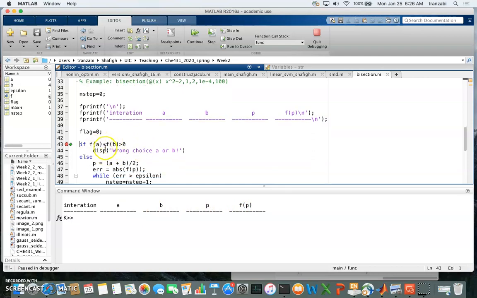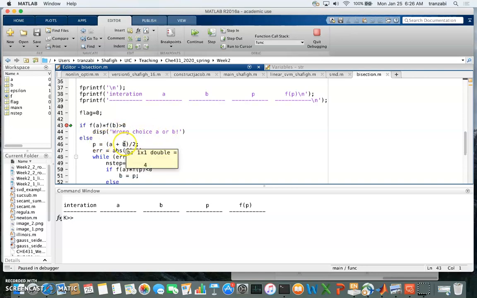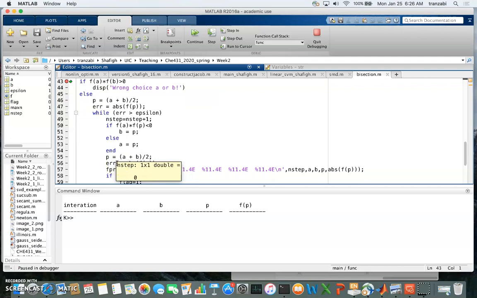Then every time I go over this cycle, I check if FA times FP is bigger than 0. Then we would say, hey, this is the wrong guess value, because FA times FP should be less than 0 to basically sandwich the root. If FA times FP is not less than 0, that means the root is not between A and B. So we're going to display this error or warning. Otherwise, we're going to find a P. We're going to find the error, which is F evaluated at point P. We take the absolute value of it because we don't care about the sign of the error. We just look at the error itself. And then we're going to do this in a while loop.